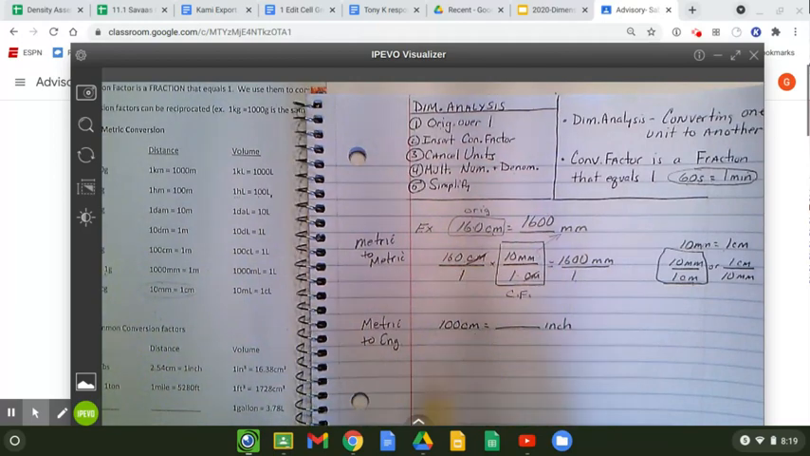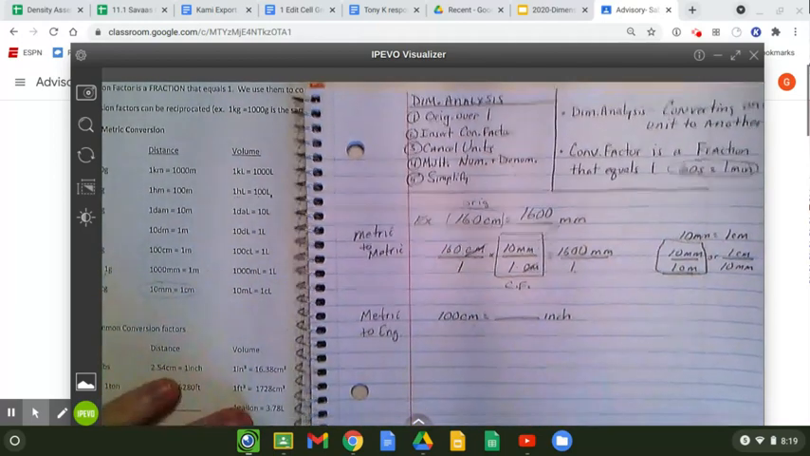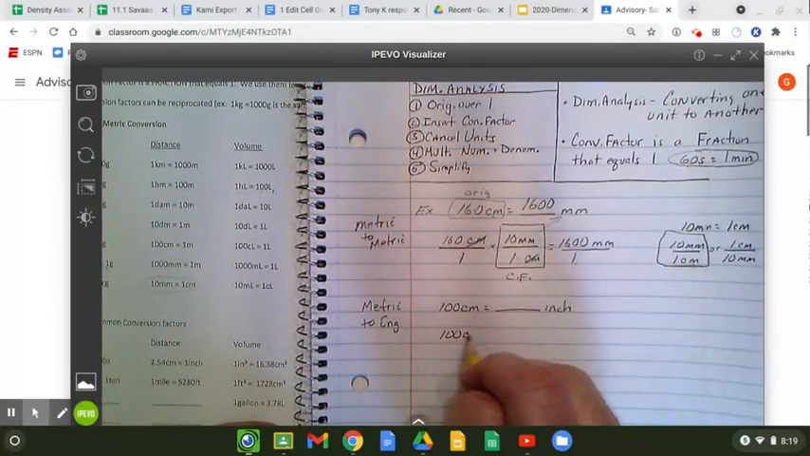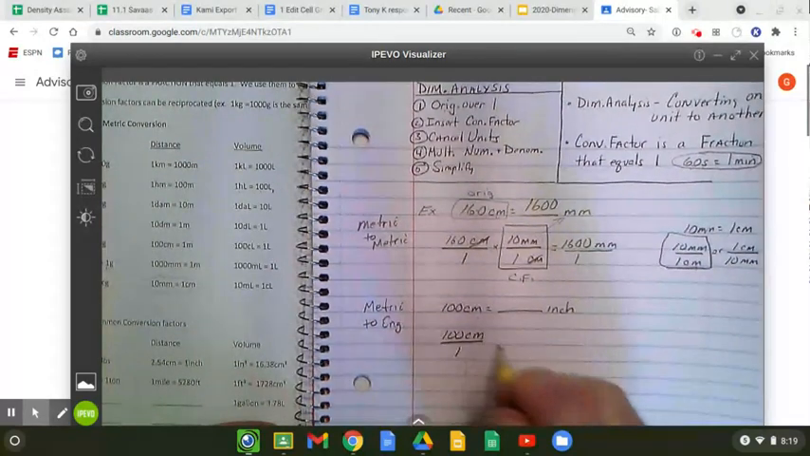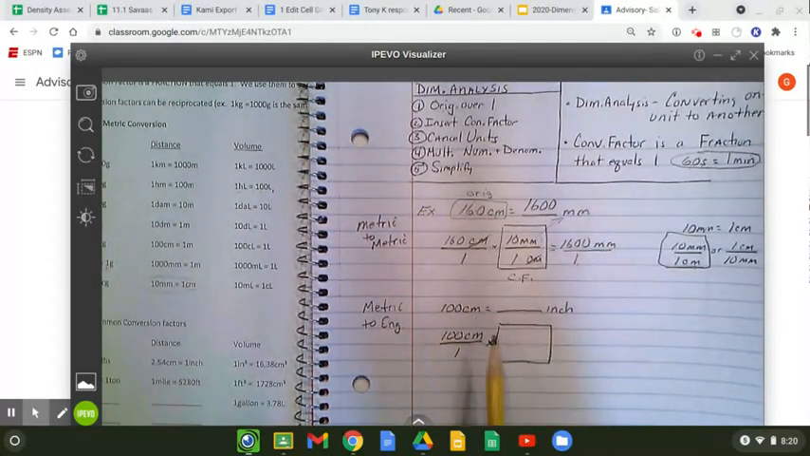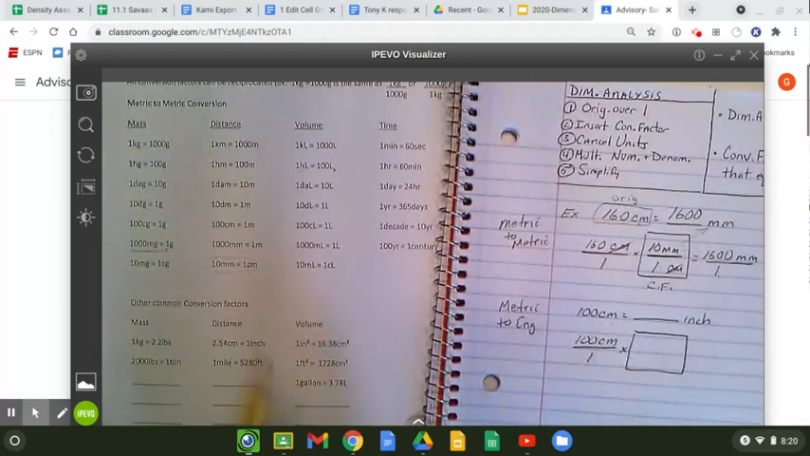Just because it's a different unit of measurement doesn't mean I don't follow my 5 rules. The first rule, put the original over 1. So I have 100 centimeters over 1. And then I'm going to multiply that by a conversion factor. I need a conversion factor that has centimeters and inches in it. When I look at my conversion factor sheet, I see that 2.54 centimeters equals 1 inch. This is my conversion factor.